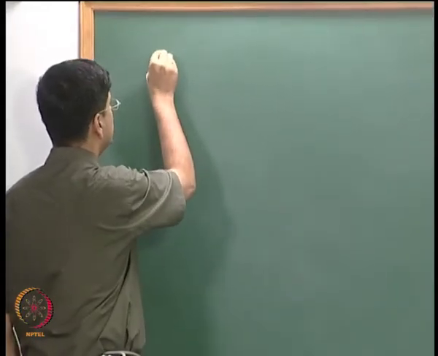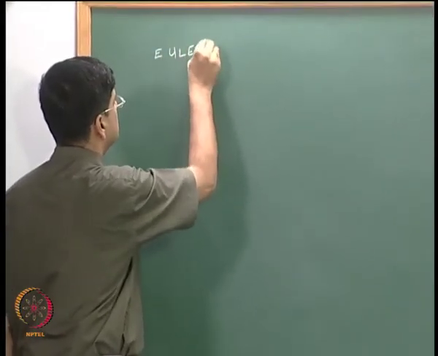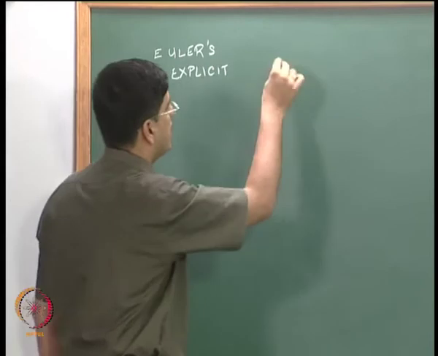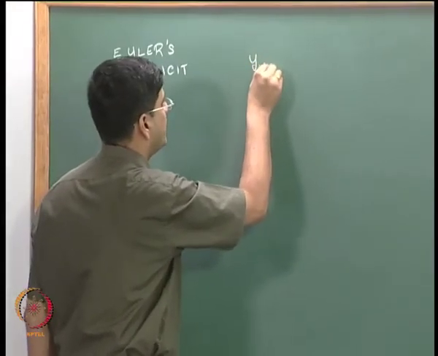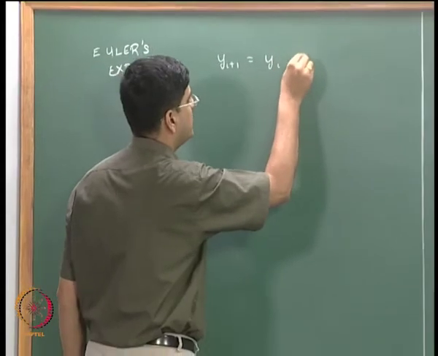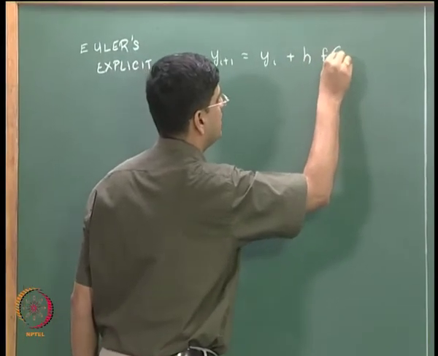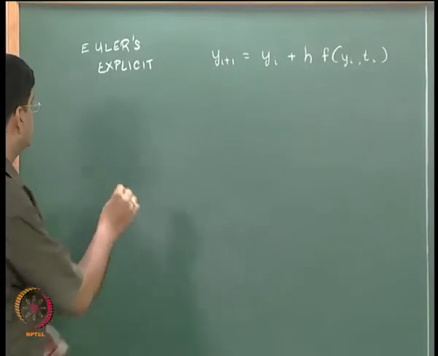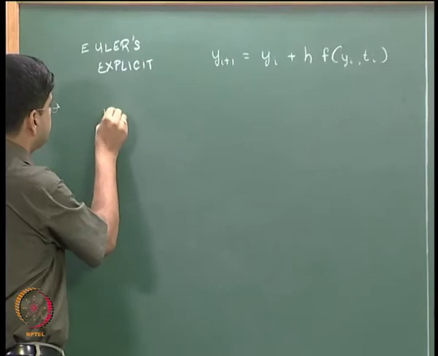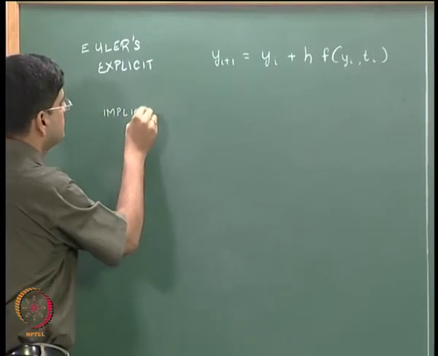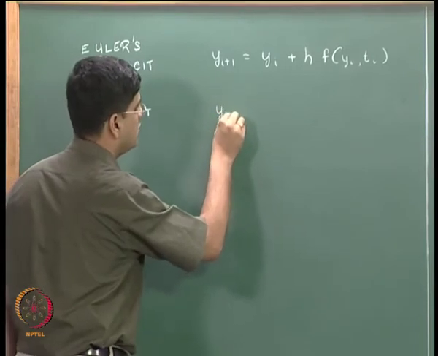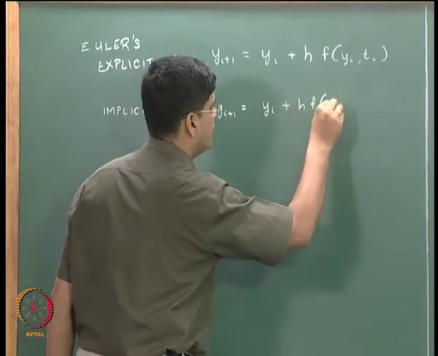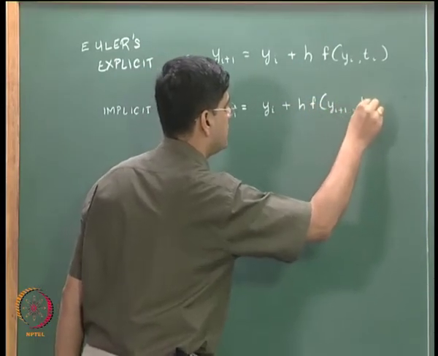So let us consider Euler's method. Euler's explicit method was y i plus 1 equal to y i plus h multiplied by f of y i comma t i. Okay, so this was Euler's explicit method. And Euler's implicit method is y i plus 1 equal to y i plus h times f of y i plus 1 comma t i plus 1.